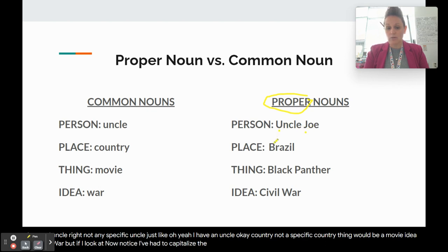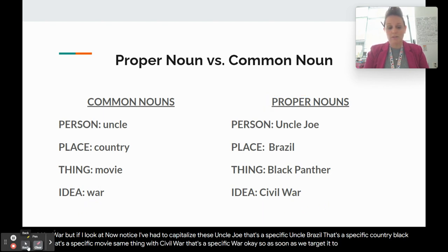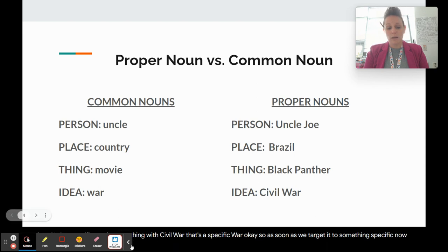But if I look at these ones over here, these proper nouns, now notice I've had to capitalize these. Uncle Joe, that's a specific uncle. Brazil, that's a specific country. Black Panther, that's a specific movie. Same thing with Civil War, that's a specific war. Okay, so as soon as we target it to something specific, now we've got a proper noun, and we're going to need to capitalize that.